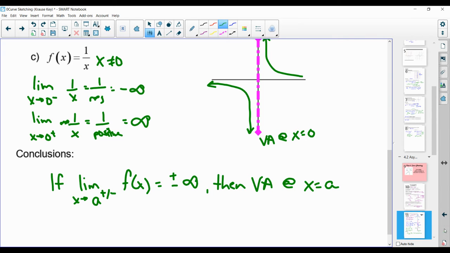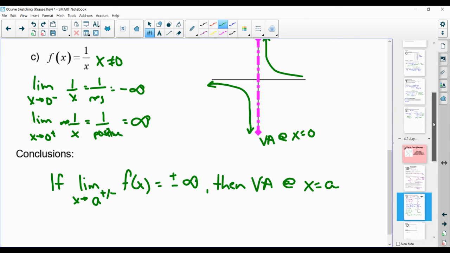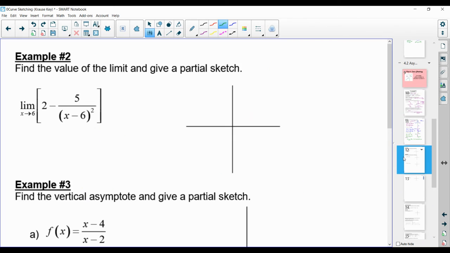Okay, so we're going to look at a couple more examples here, and these ones will get a little bit more complex, but the concept is still the same. We're still looking at the left hand and the right hand limits, and we're going to do a quick sketch. Now, when we do these sketches, I'm not going to sketch the entire graph. We're just going to sketch the end behavior based on the asymptotes. So the question here says to find the value of the limit and then give a partial sketch.